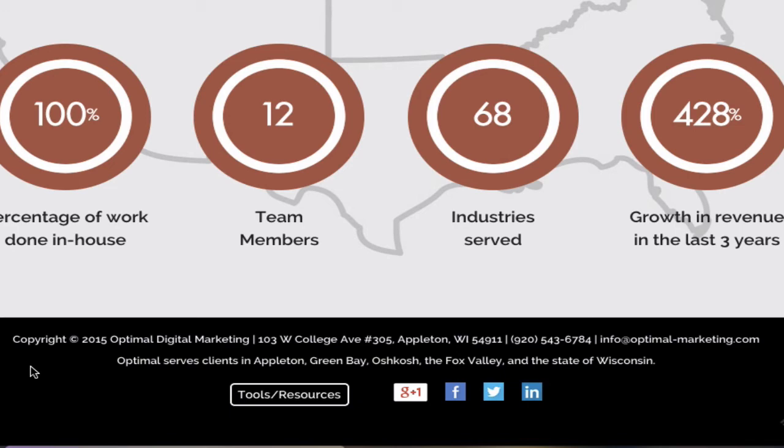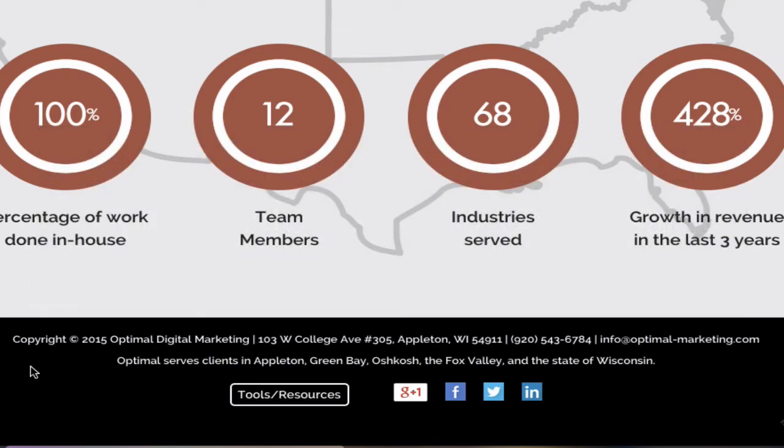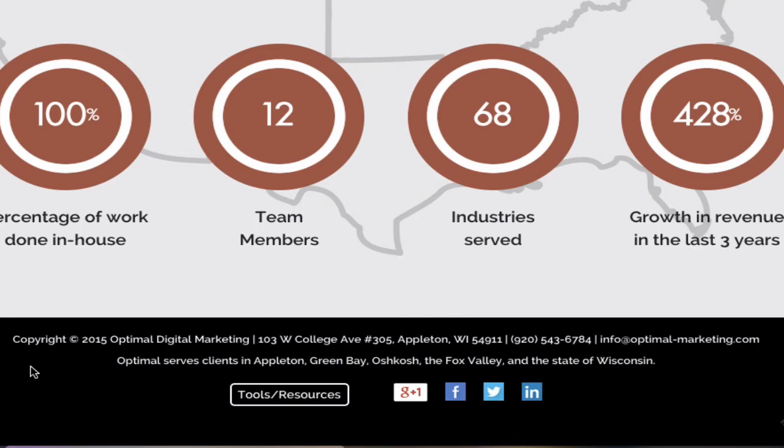It is very important that you do not, and I repeat, do not include a bunch of keywords and locations in a font color that is very close to or exactly the same as your background. You have to make sure it stands out clear from the background and that you only include a limited range of locations. It will look very spammy if you include every single neighborhood in your city or every city in your state. Nobody will believe it. So it is very important that you make sure that the information you provide below in this area is trustworthy.